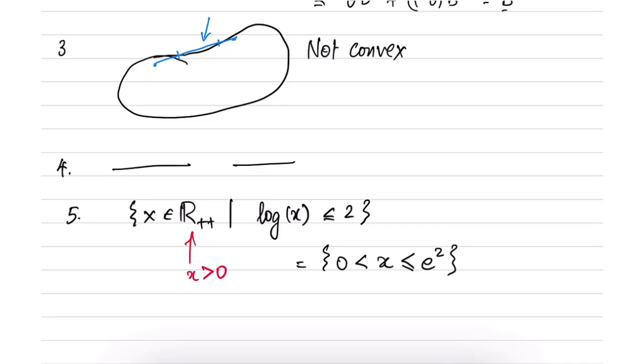Right, and from this it is clear that this is a convex set. This is the open interval 0 comma e raised to the power 2. So this is a convex set. In fact, any interval is a convex set, but a union of intervals would not be a convex set.